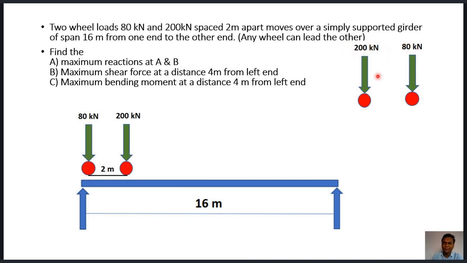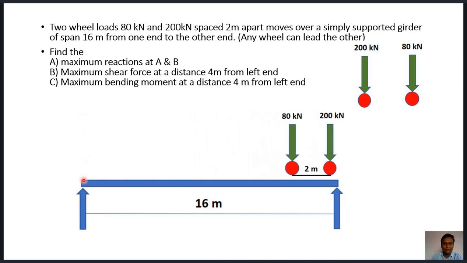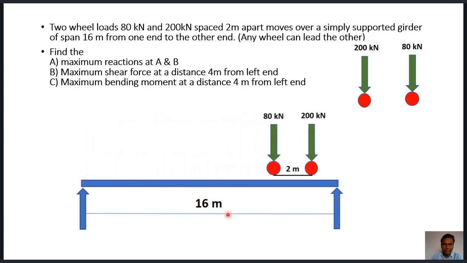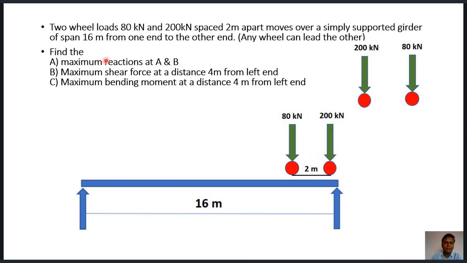You can lead any force comparing to the other one. Now in this case, this pair of unit loads is moving over this girder of span 16 meter from left to right end, and we need to find maximum reactions at A and B, maximum shear force at a section at a distance 4 meter from left end, and at the same point we have to find out maximum bending moment at a distance 4 meter from the left end.